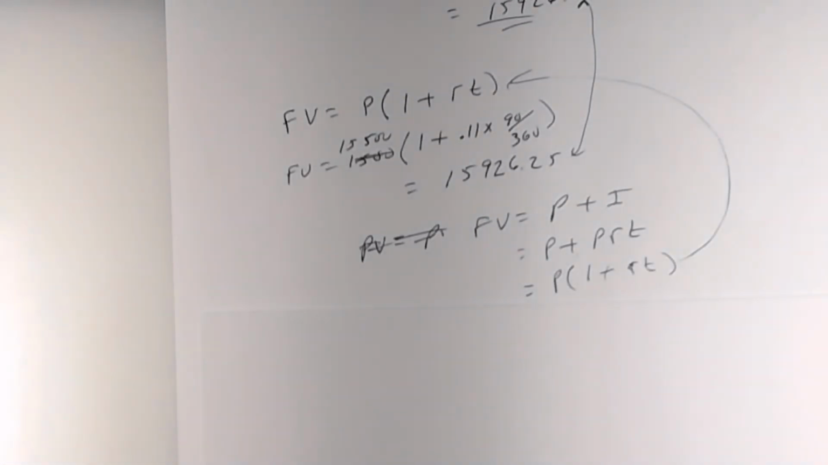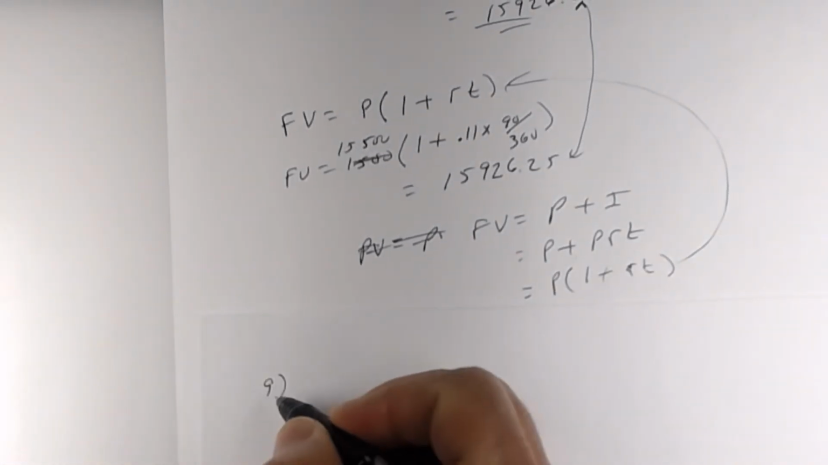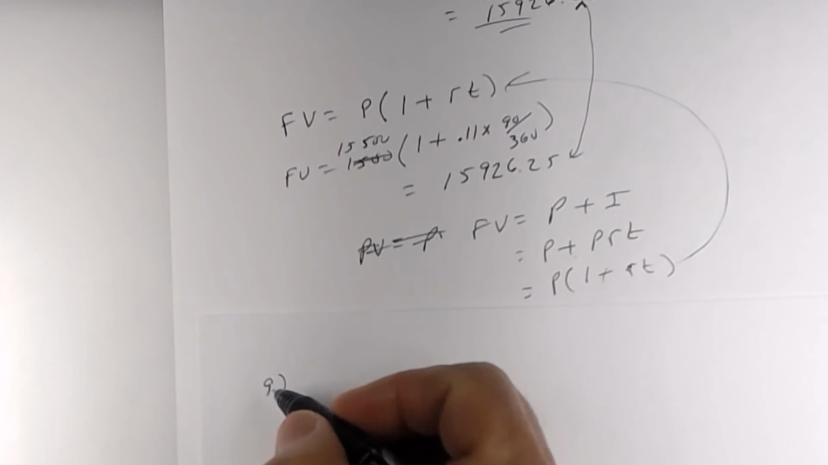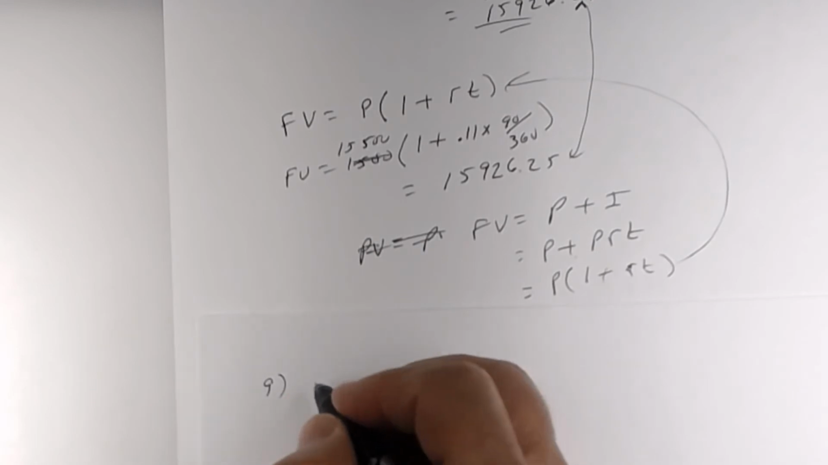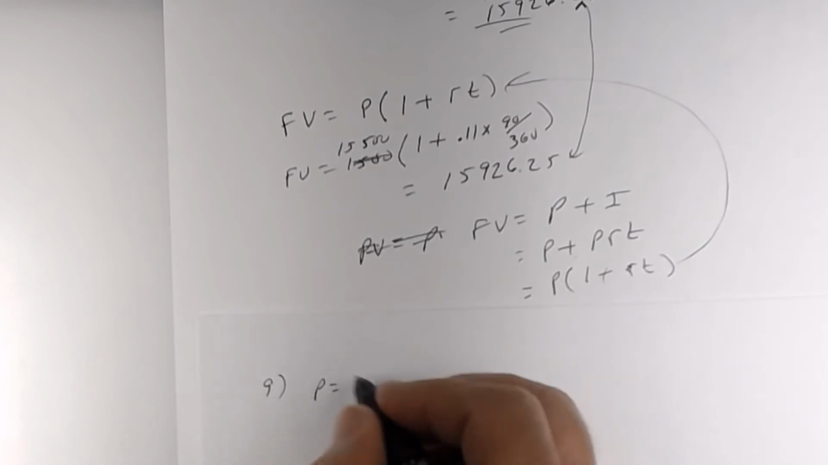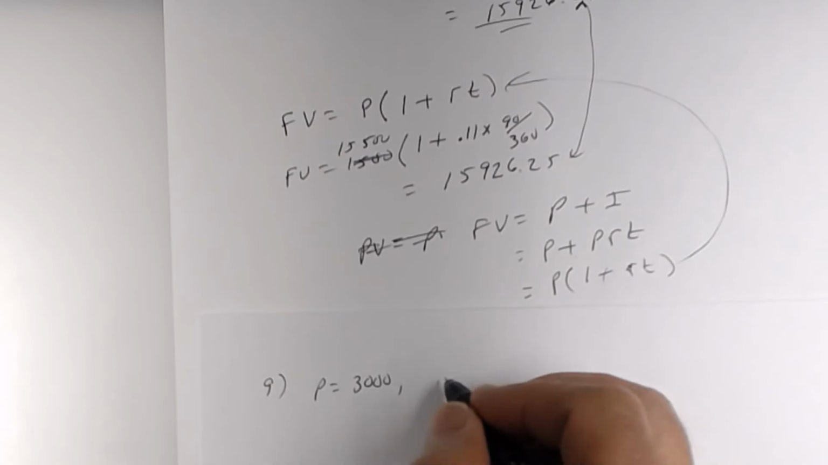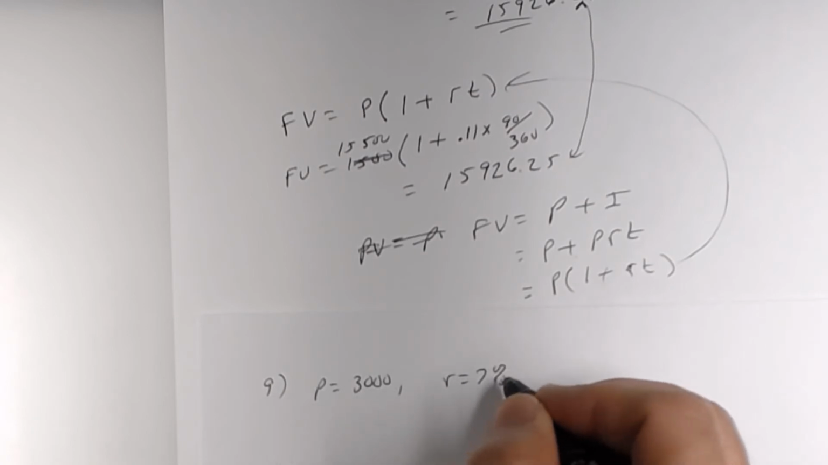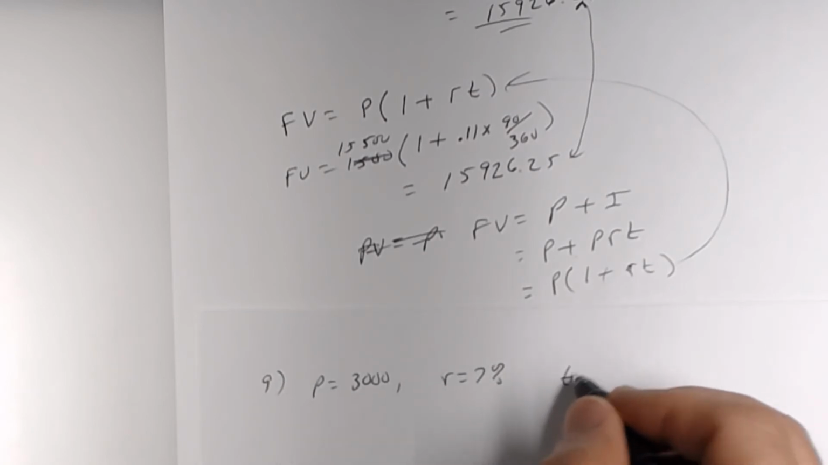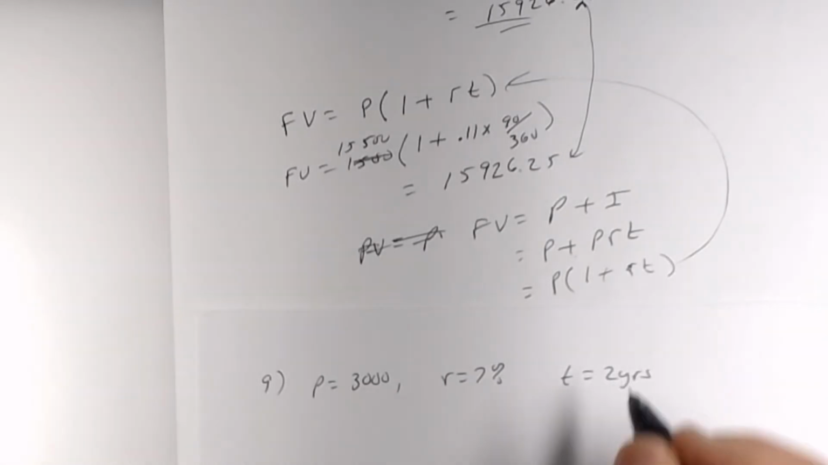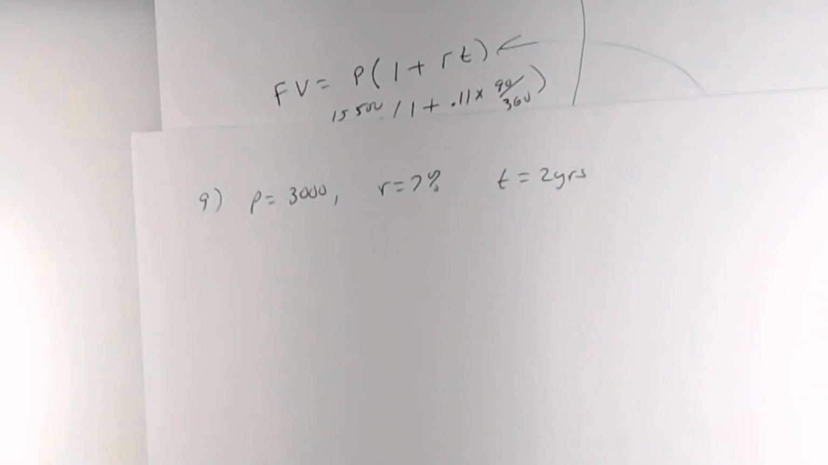Okay. Let's look at number 9. So number 9, you're told that the principal is 3,000. The rate is 7%, and the time is 2 years. Okay. Now the direction says this. Now you're dealing with simple interest, so this loan is a simple interest loan.